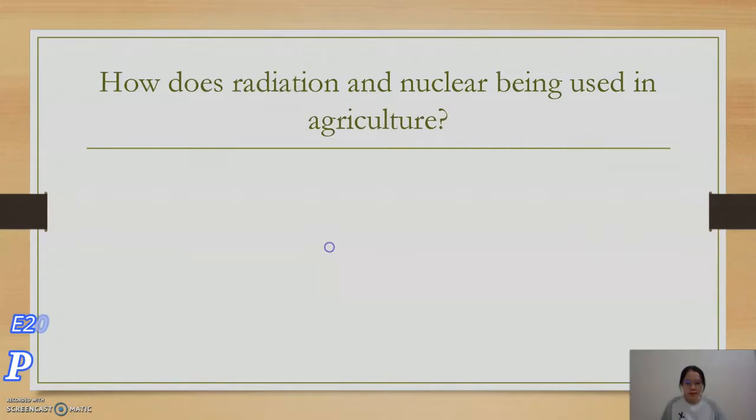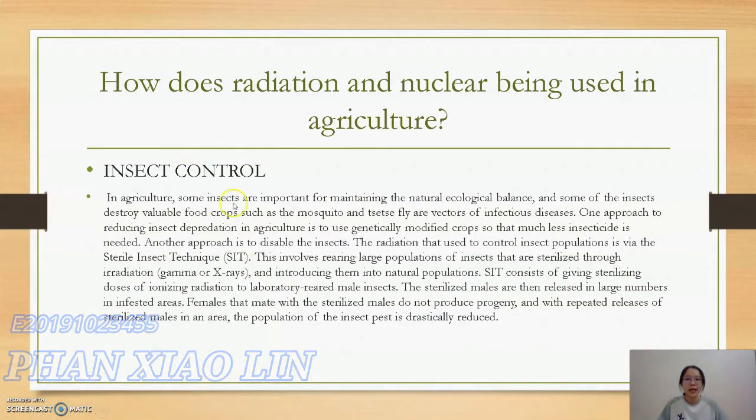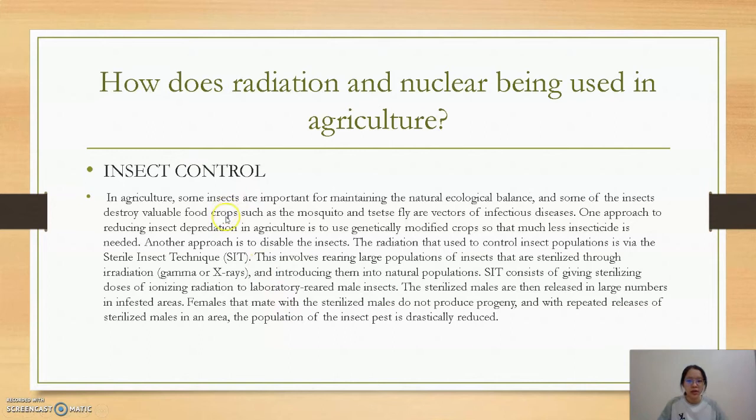Thank you. Hi everyone, I'm Han Xiaoling, and now I'll explain how insect control is used in agriculture. In agriculture, some insects are important for maintaining the natural ecological balance, and some insects will destroy fruit crops, such as the mosquito and tsetse fly, which are vectors of infectious disease. One approach to reducing insect depredations in agriculture is to use genetically modified crops so that much less insecticide is needed. Another approach is to disable the insect.